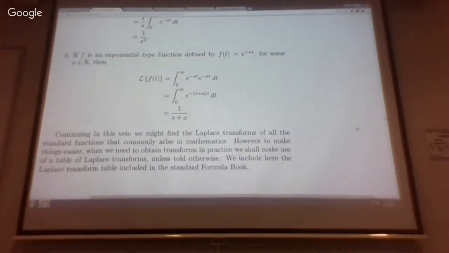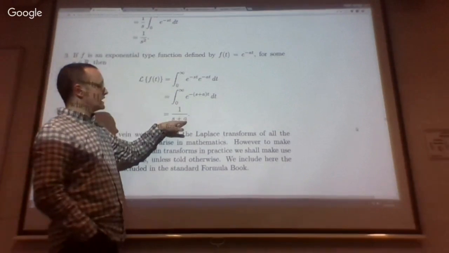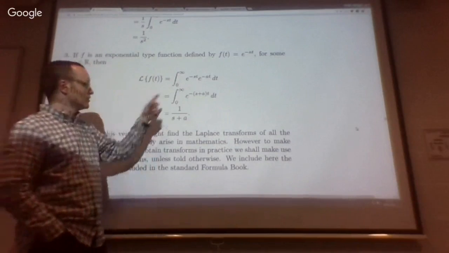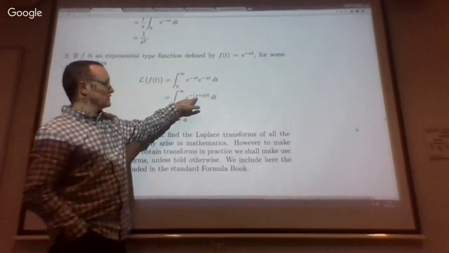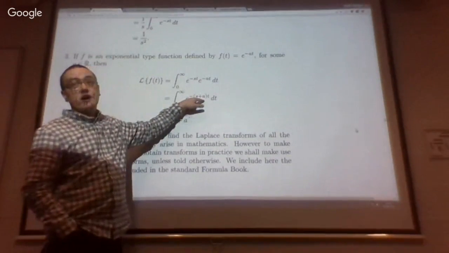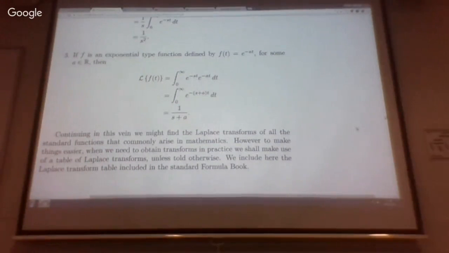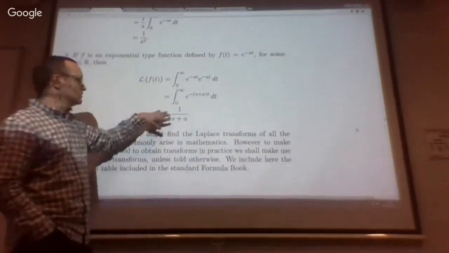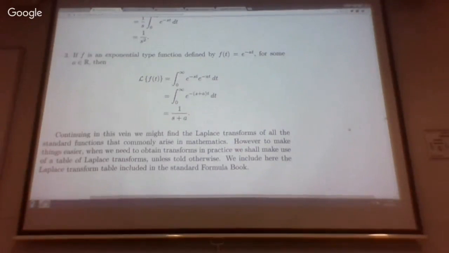But the convergence condition is slightly different here. Here we would need the real part of s to be strictly bigger than minus a. Remember, we have to have this part have a real part bigger than 0, so the real part of s would have to be bigger than minus a. As long as the real part of s is bigger than minus a, then the real part of this thing multiplying the t will be positive, so the integral will converge and you'll get 1 over s plus a.